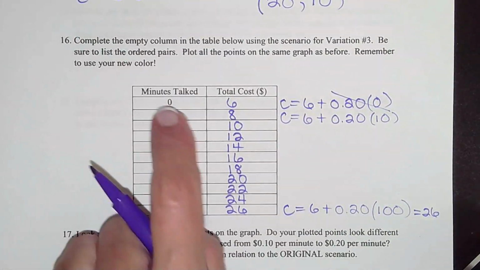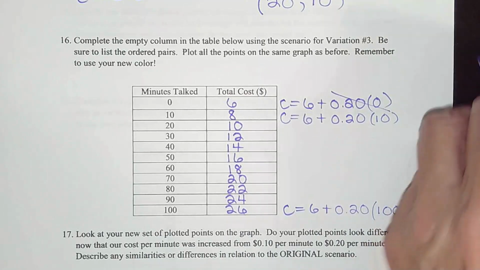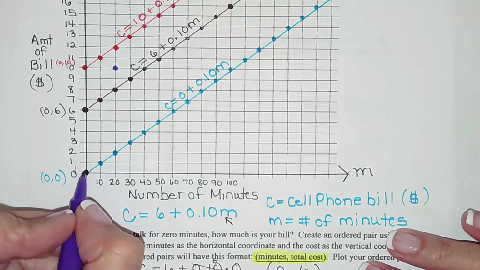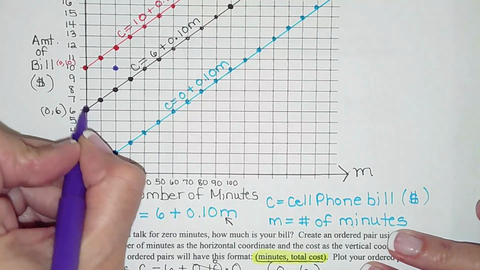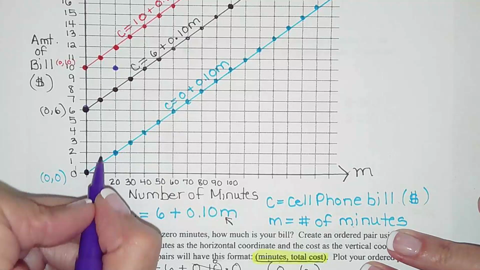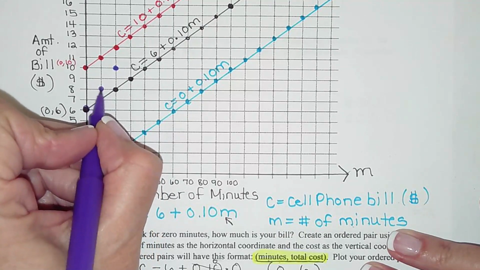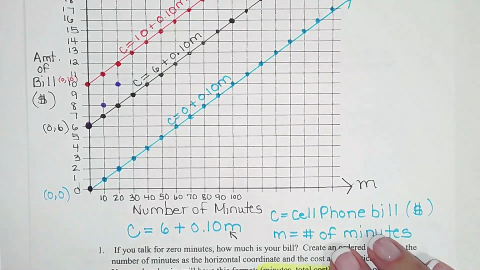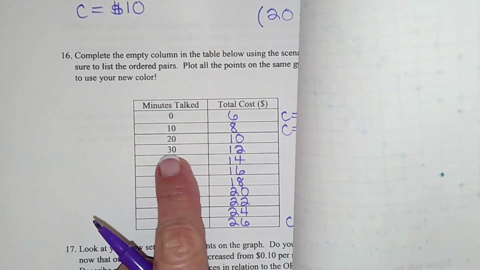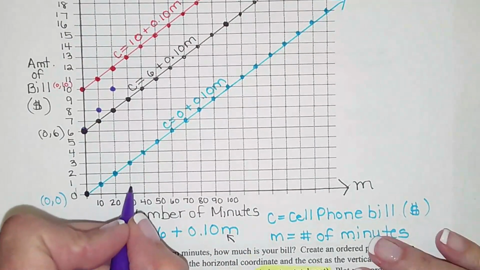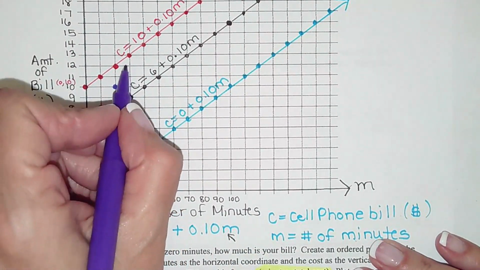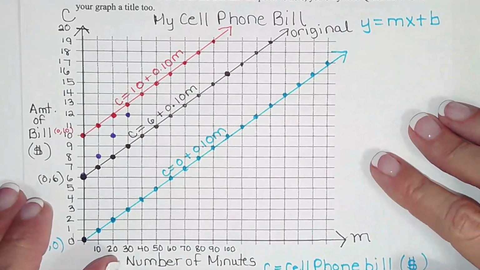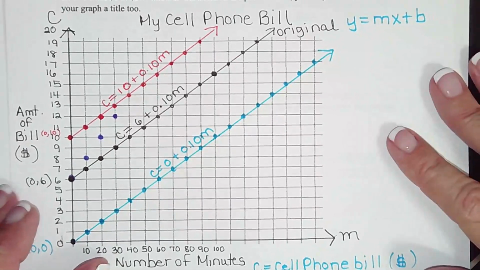Okay, so (0, 6), (10, 8), we need to plot. (0, 6), (10, 8), and now we can see our pattern. Actually, let's do one more. I always like to do 4. (30, 12), 30 up to 12. And so now we can plot the rest of the points using our slope.